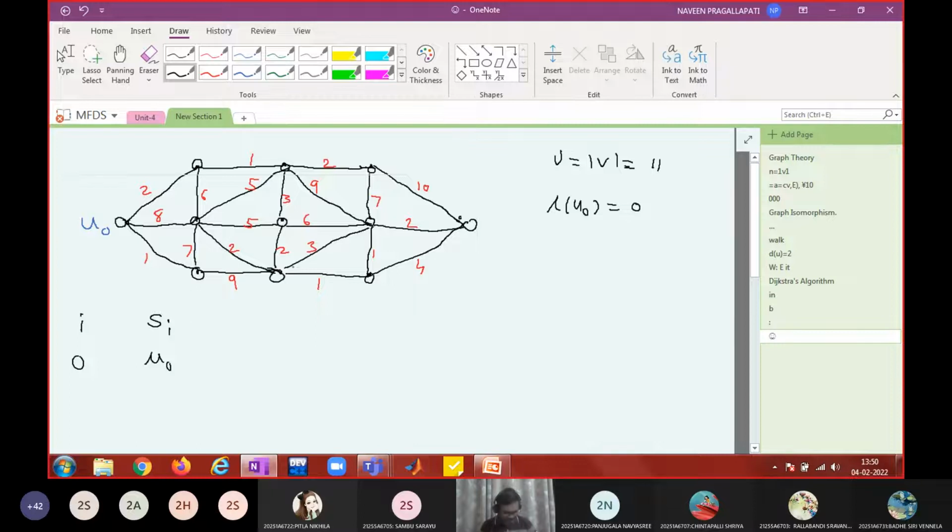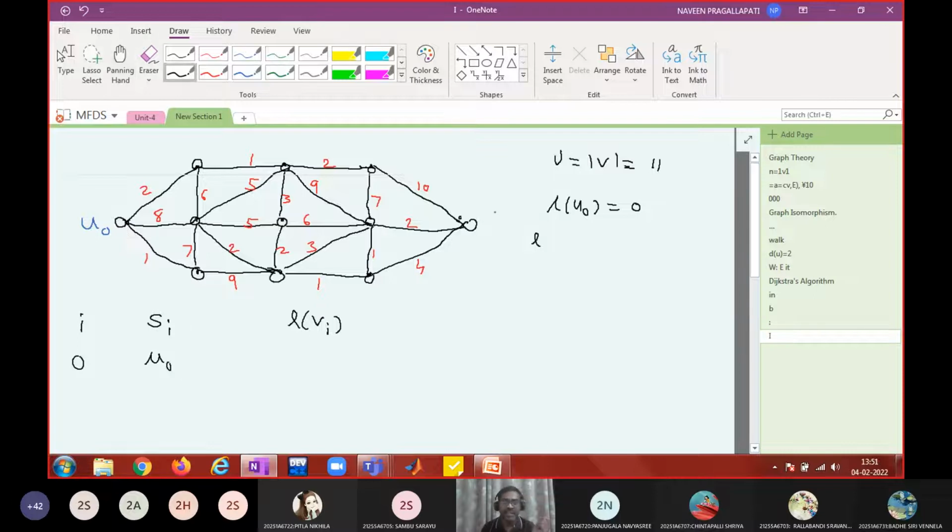Now what is the next thing? You have to compute L of v, the label of each vertex v. What is L of v initially? The v's are the vertices which are not in this set, that is, the S complement. Initially we assign infinity to all of them, assuming there is an infinite distance from this vertex to each of those vertices.